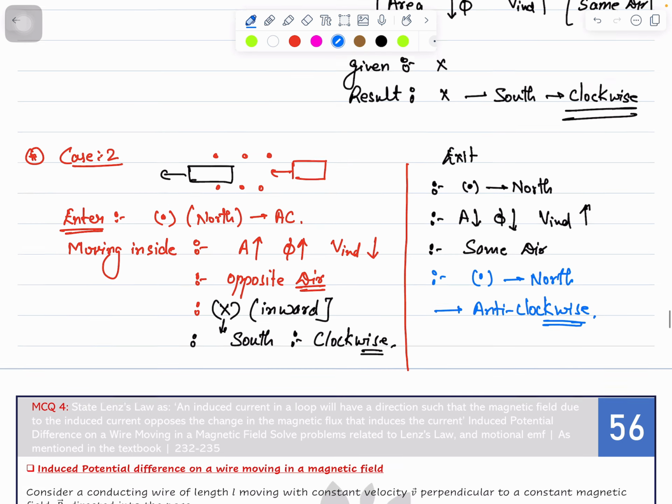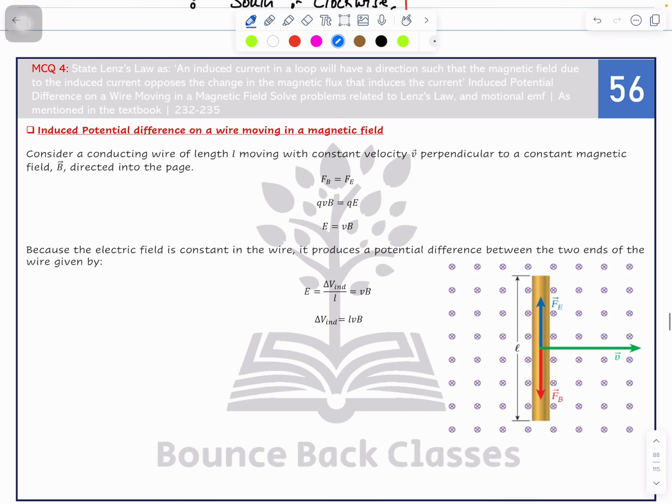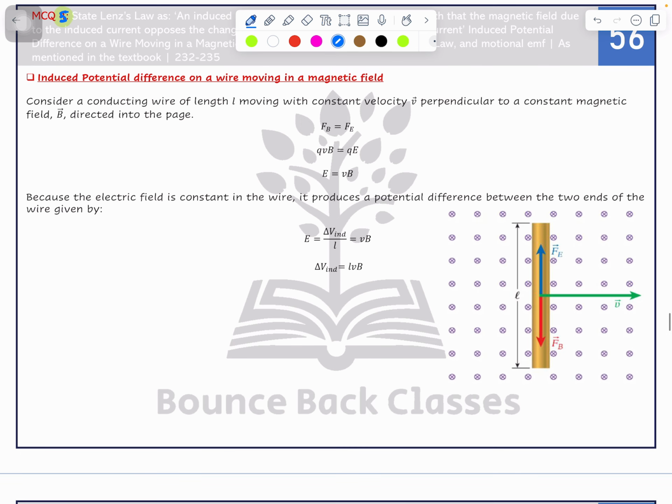Clear? Okay, now this is something very good. See what this part is, and this is specifically for your MCQ 5, not 4. This is used for 5. What exactly we have to learn? Let's say we have a wire, a piece of wire, and it's moving in the magnetic field. Guys, as we know a few things, we know the flux, which is BA cosine theta. Yes or no?